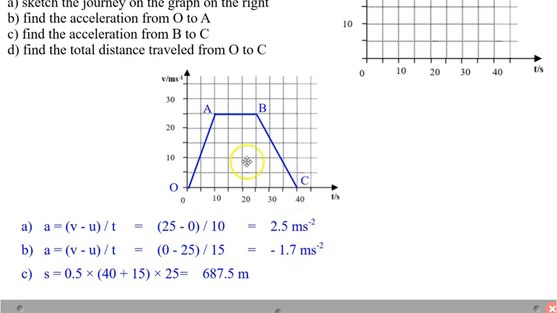And then part B, fairly similar. I think my A, B's and C's are slightly confused here. This should be B, C and D. So the next part is find the gradient here. Again, V minus U over T would work. So 0 is our final velocity, take away 25, the initial velocity, divided by 15. That minus sign is important.